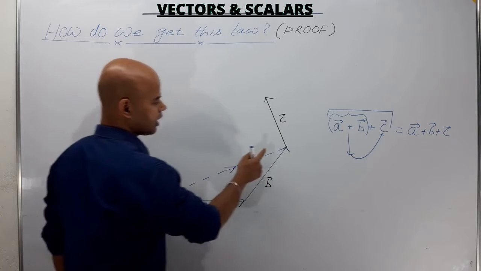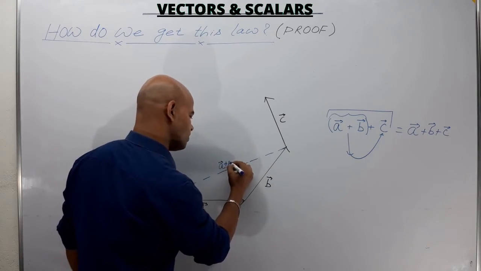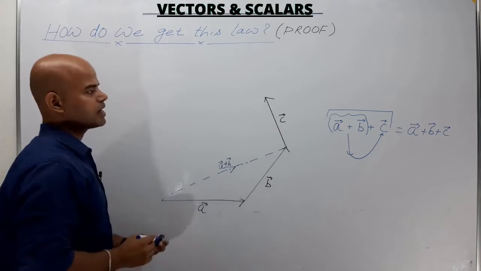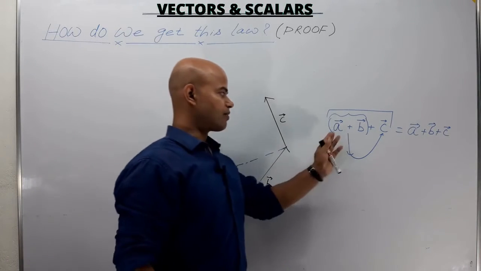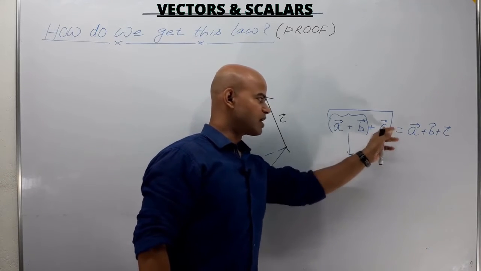Tail to tail, head to head. So this is my A vector plus B vector. So the first step is complete. We have obtained the resultant of these two vectors. Now we simply have to add the resultant with C vector.